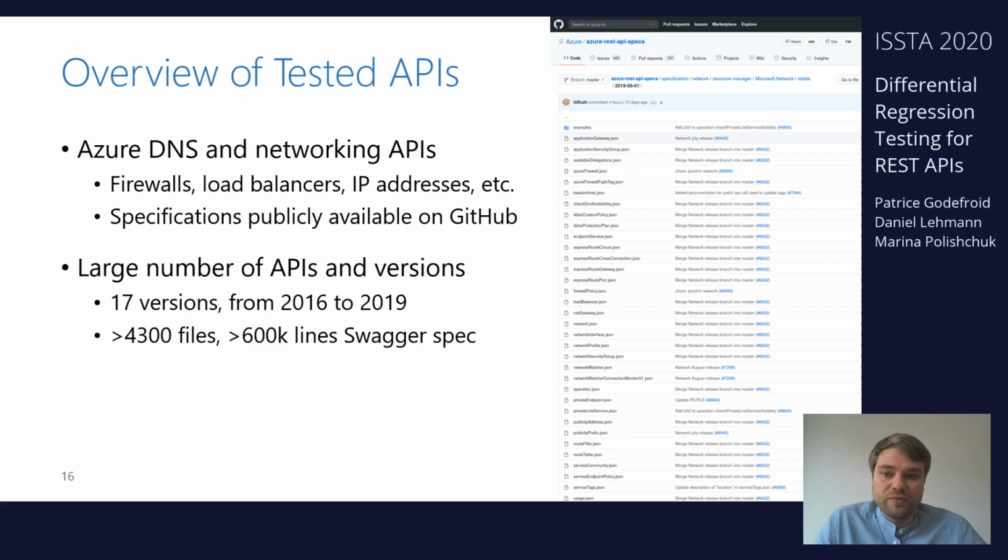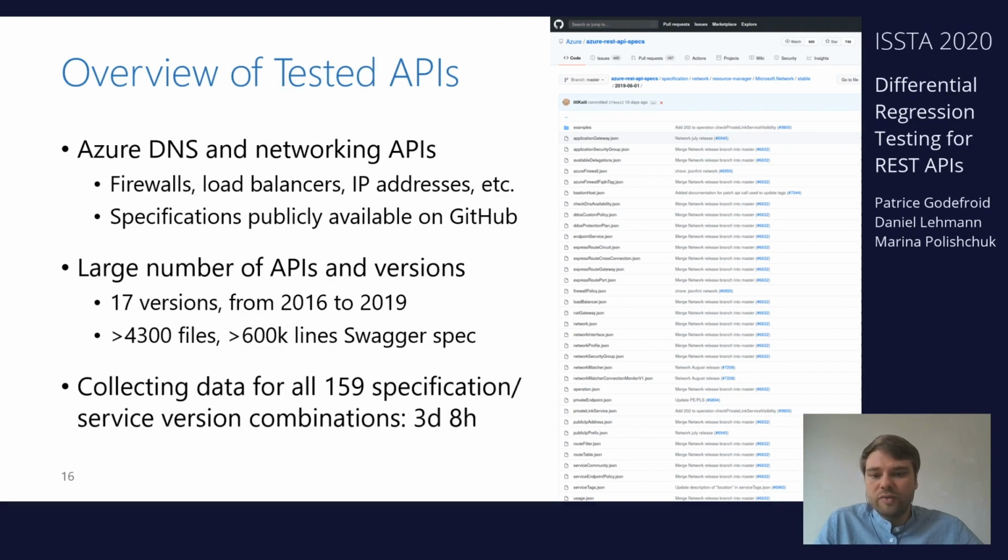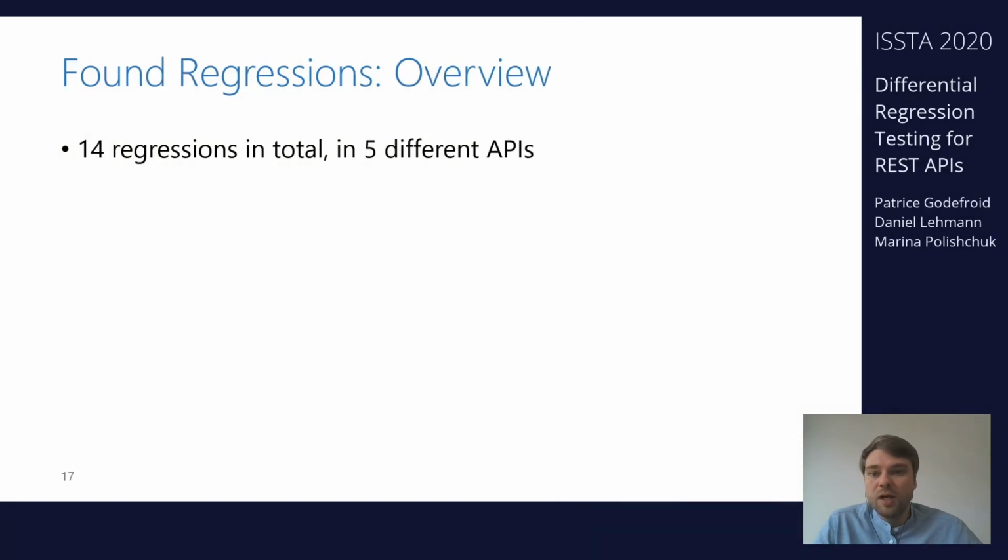So the specifications of these APIs was more than 4,300 files and more than 600,000 lines of Swagger specifications and examples. For collecting the network logs of each potential test configuration, we had to evaluate 159 combinations of specifications and service versions, which took about 3 days and 8 hours. Following the data collection, we then looked into the diffs between two testing configurations. And in those diffs, we found 14 regressions in total in 5 different APIs and services.